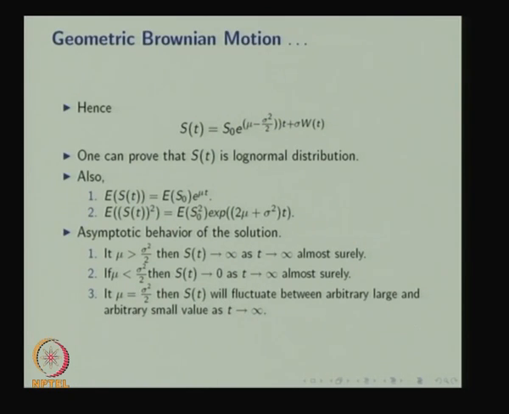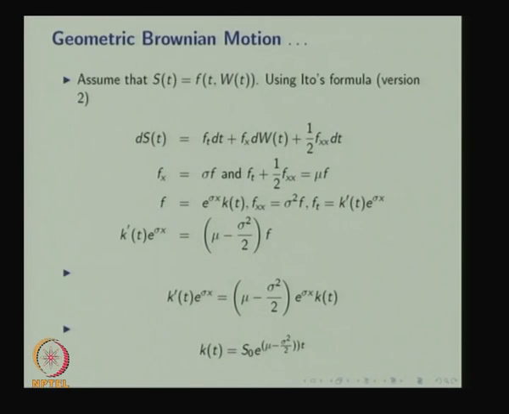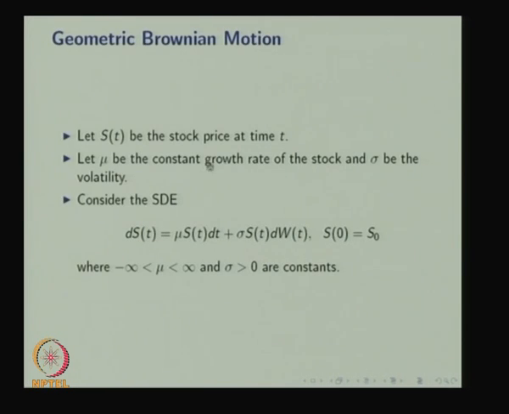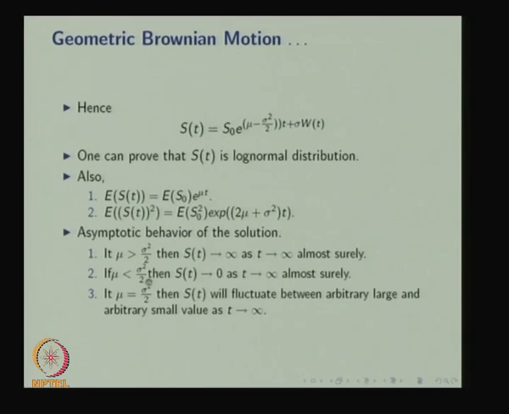Note that mu is a constant growth rate of the stock and sigma is a volatility. So as t tends to infinity, based on these three conditions, accordingly St tends to infinity or St tends to 0 or St will be fluctuating as t tends to infinity.